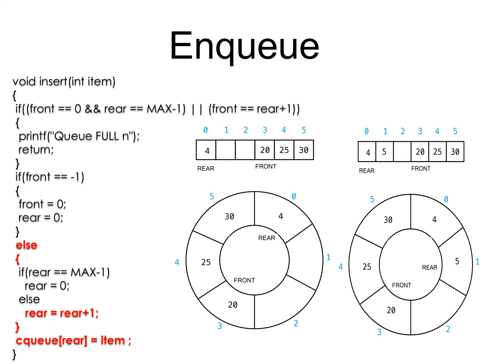So what I do, rear is equal to rear plus 1, and in the rear pointer I will just store the new element. So rear comes to the first position and the next element 5 is inserted in the first position. So this is how the insertion happens in a circular queue. So the next is DQ.